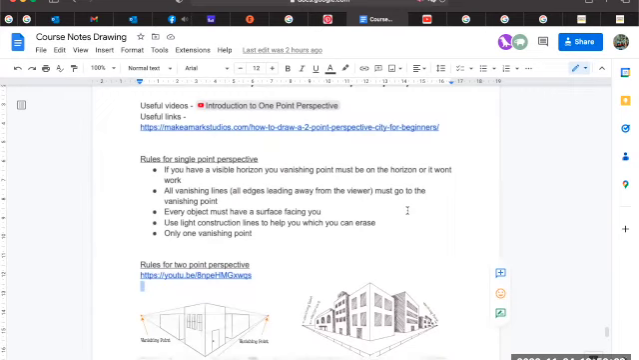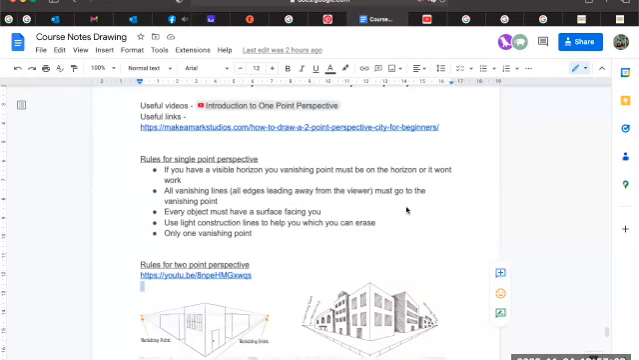So all vanishing lines, all edges leading away from the viewer, must go to the vanishing point. A lot of the time when people draw a cube, they get the lines going in the same direction, which isn't actually accurate. If they're going in the same direction, they won't look like they're getting any smaller, which doesn't really matter if it's not a very deep cube, but it's not technically accurate. They should go to the same vanishing point.